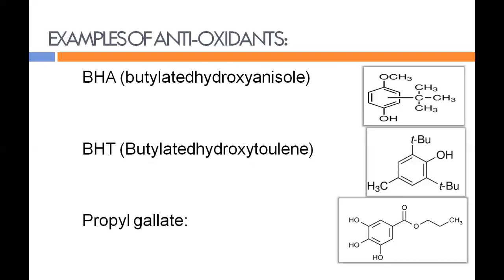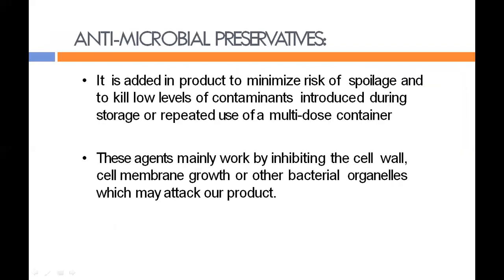And if you remember, we add two agents, two preservatives, in tannic acid glycerine. One was antioxidant based and the other was a chelating agent, to prevent the oxidation of tannic acid. That was the example. Now, the next category is antimicrobial preservatives.